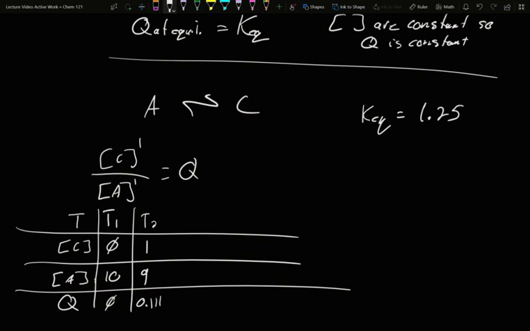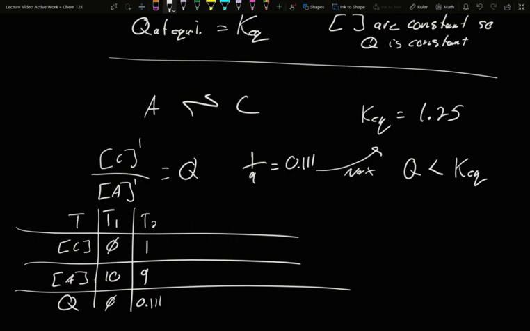So we have some product, and we have some starting material. And what we find is that when we do the math, when we actually take 1 divided by 9, it gives us a value, and that value is not KEQ. In fact, what this tells us is that the Q value, right now at time 2, is too small. It is less than 1.25. It is less than the equilibrium value.